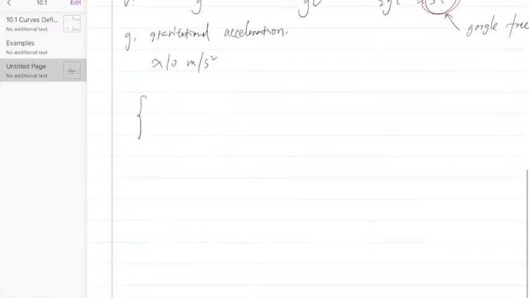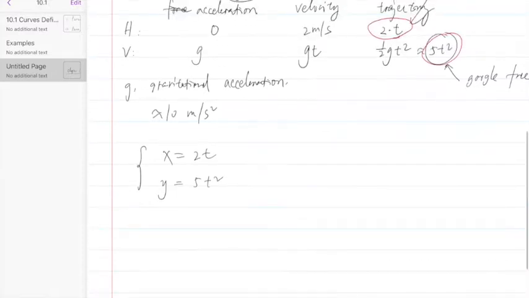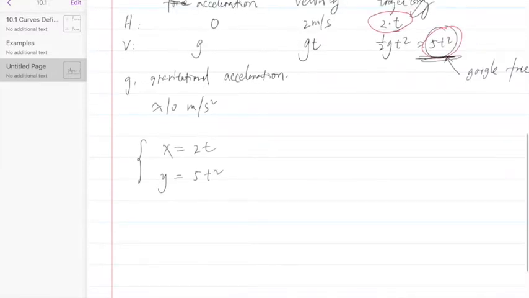Then, the whole motion, the trajectory, can be described, if you put them together, as x as a function of t is 2t, and the y is going to be 5t squared, coming from the free fall. I claim this tells us everything about the trajectory. For example, what happens at t equals 1? Well, at that moment, my x is going to be 2, my y is going to be 5, so I'm at point (2, 5).